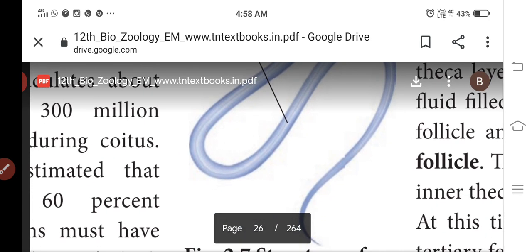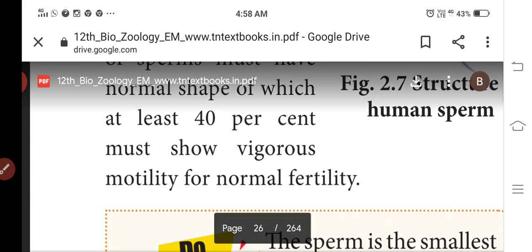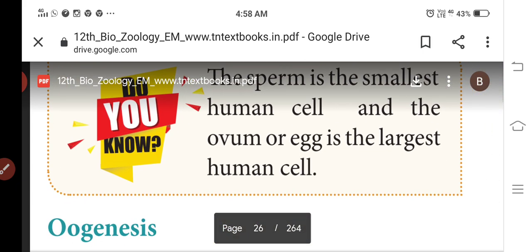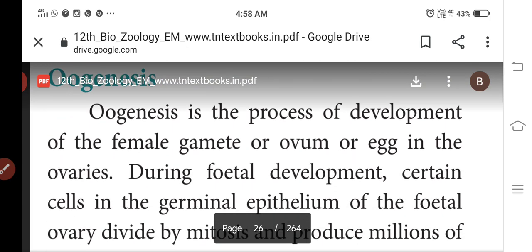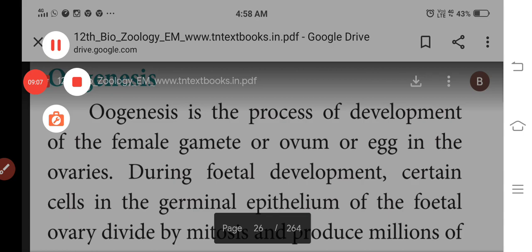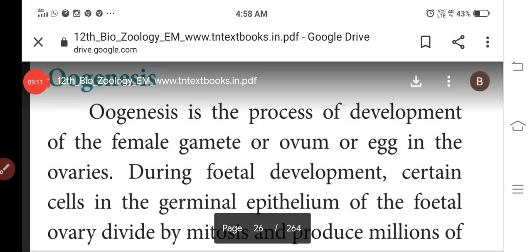Next we discuss oogenesis. The sperm is the smallest human cell and the ovum or egg is the largest human cell compared to the sperm. Oogenesis means the formation of the ovum. The formation of the ovum is called oogenesis.